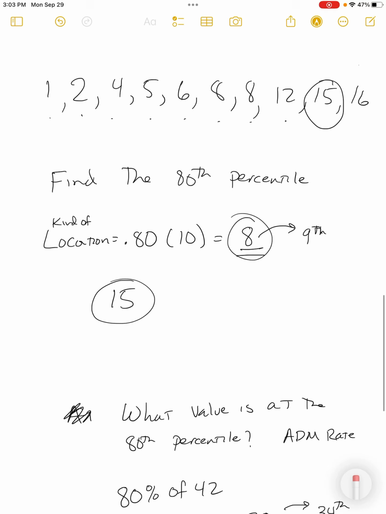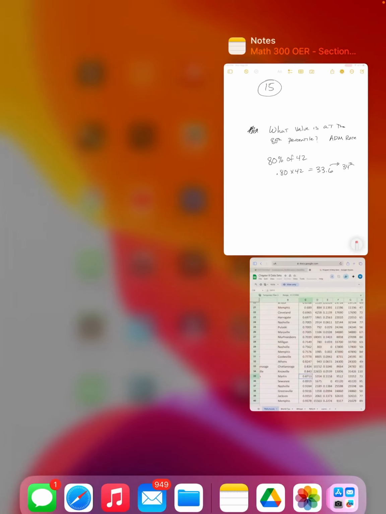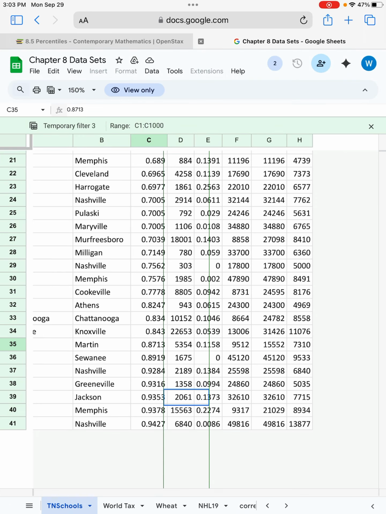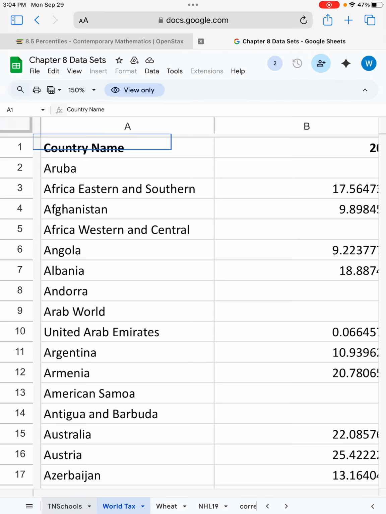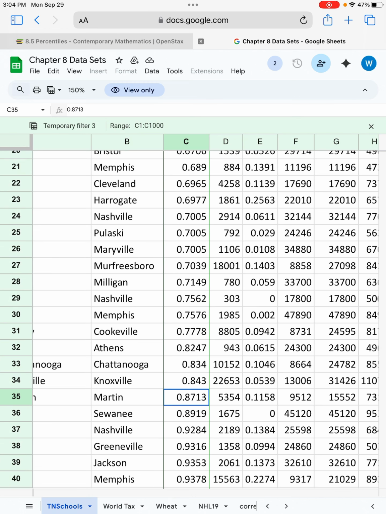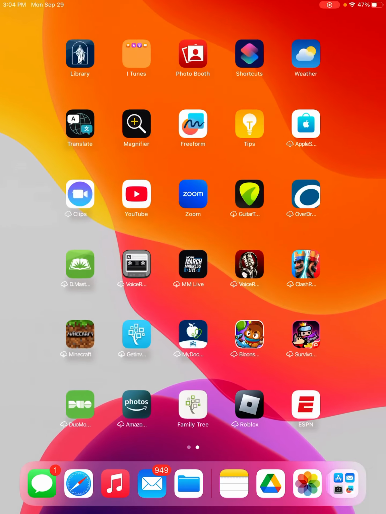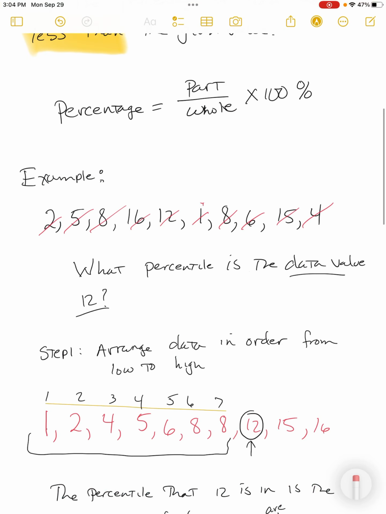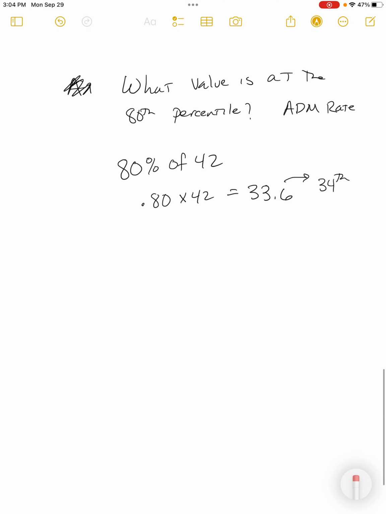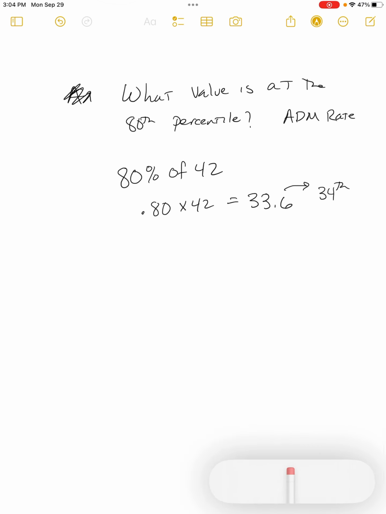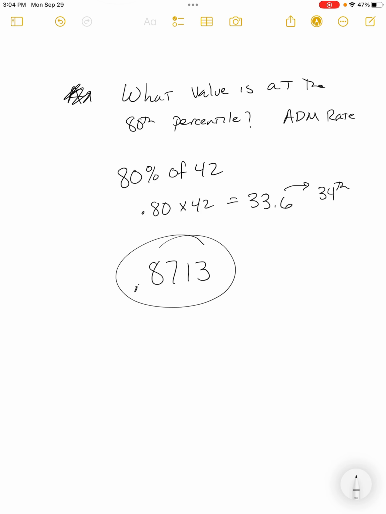And so my answer is, I already forgot what it was. Apologize, I had to go back and come back in. The answer is 0.8713. That would be the value that is at the 80th percentile. You're going to practice this over and over and be really good at it by the time you come and take the exam.